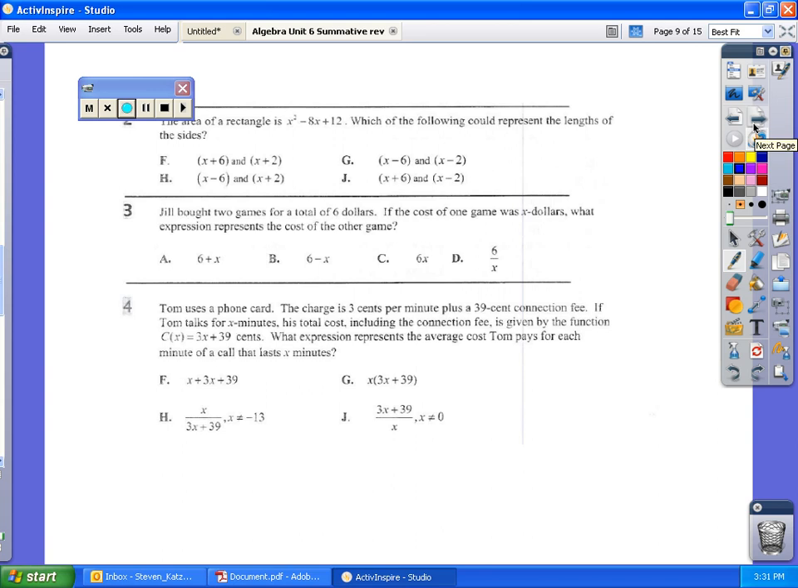Next one, area of the rectangle. Which of the following could be the length? So if I want to know the length of the sides, I want to factor this. So I'm looking for the two things that multiply to 12 that add to negative 8. So it'd be negative 2 and negative 6.